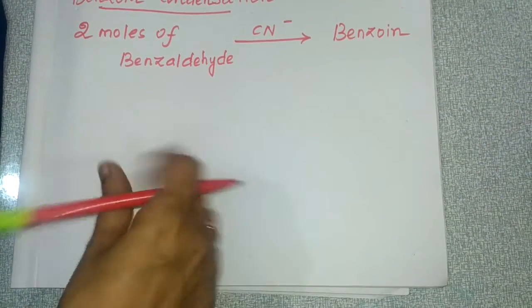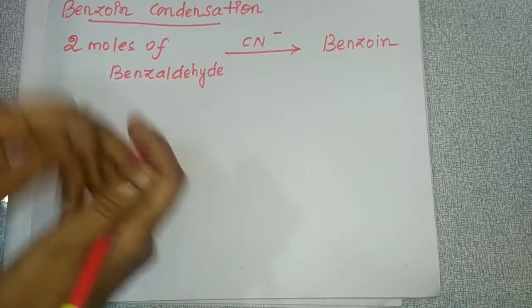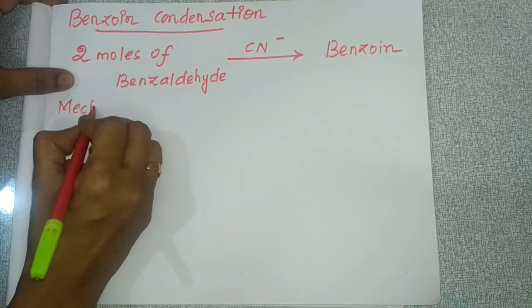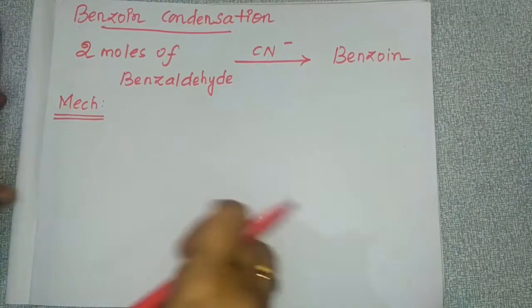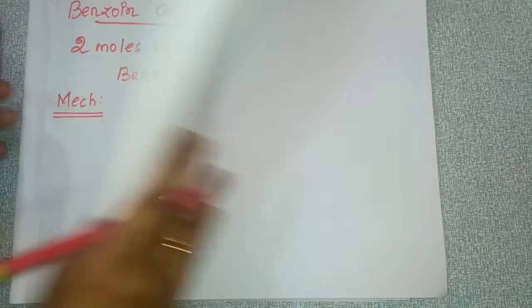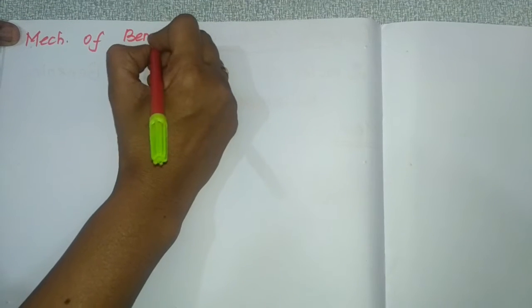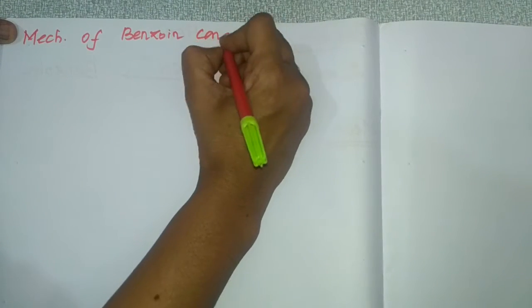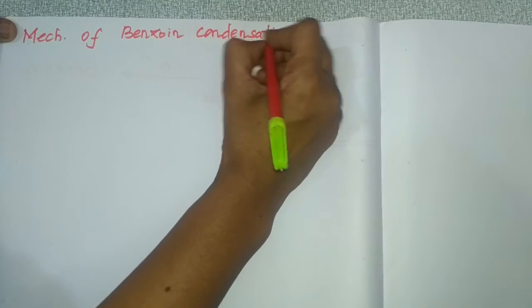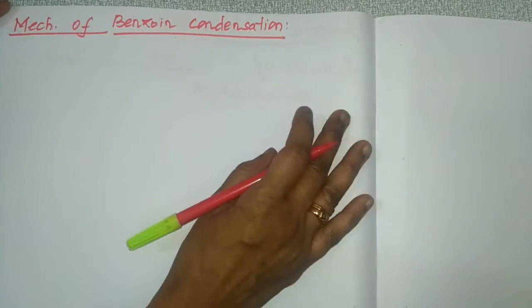Now I'll tell you the mechanism of this reaction. This mechanism is somewhat big, so you can write it continuously. The mechanism of benzoin condensation: first, I am going to take 1 mole of benzaldehyde.